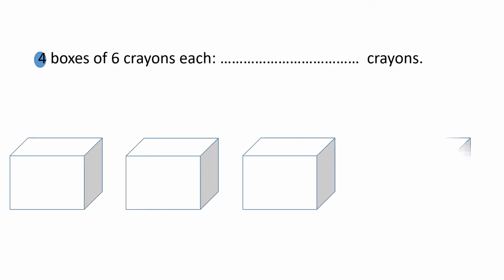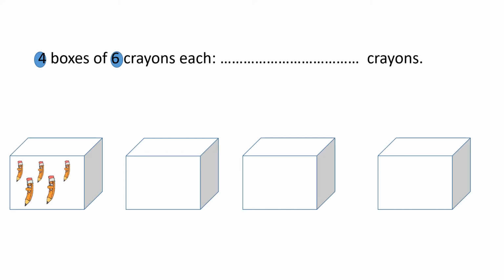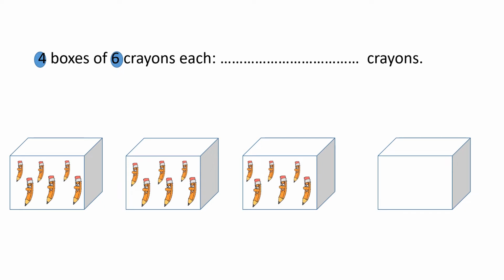4 boxes of 6 crayons each. I have 4 boxes. 1, 2, 3, 4. I have 4 boxes of 6 crayons each. In each box, there are 6 crayons. 1, 2, 3, 4, 5, 6. The same in each of the four boxes.